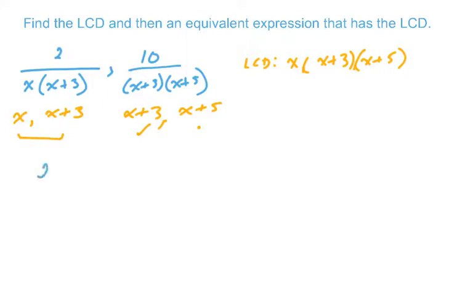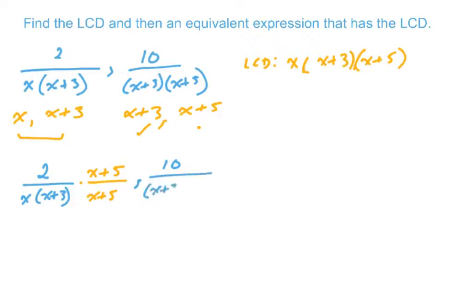So we're going to start with the 2 over x times x plus 3. We'll see that this expression is missing the factor of x plus 5. So we have to multiply by a factor of 1, x plus 5 divided by x plus 5. Now the second expression, we have 10 divided by x plus 3 times x plus 5. This one is missing the factor of x, so we need to multiply by a factor of 1 of x divided by x. Now we have to go and multiply everything together here.